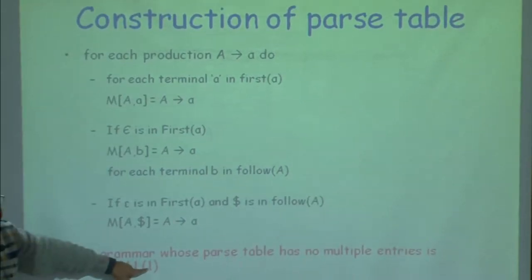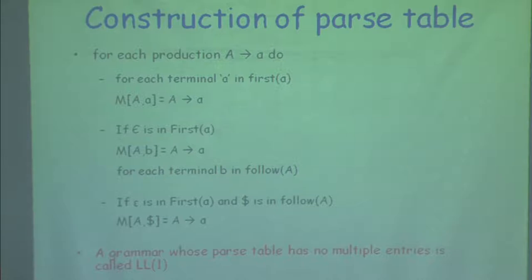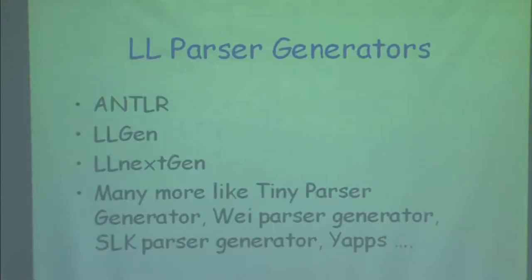Okay? So this is another test which is used, that you actually construct a parse table and see whether you have multiple entries. Okay? For some grammars, you will not be able to construct a parse table with only single entries in each cell. Okay? So a grammar whose parse table has no multiple entries is also known as LL1.